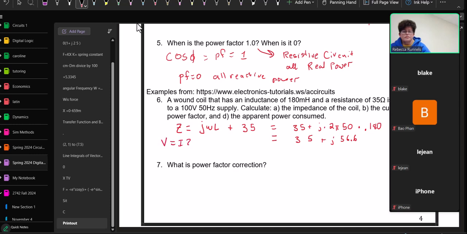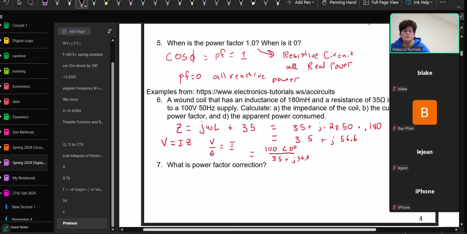This is the voltage over the impedance. So the voltage is the current times the impedance. So I'll take the voltage over the impedance, and that would get the current. So that would be 100 angle 0 over 35 plus j56.6.